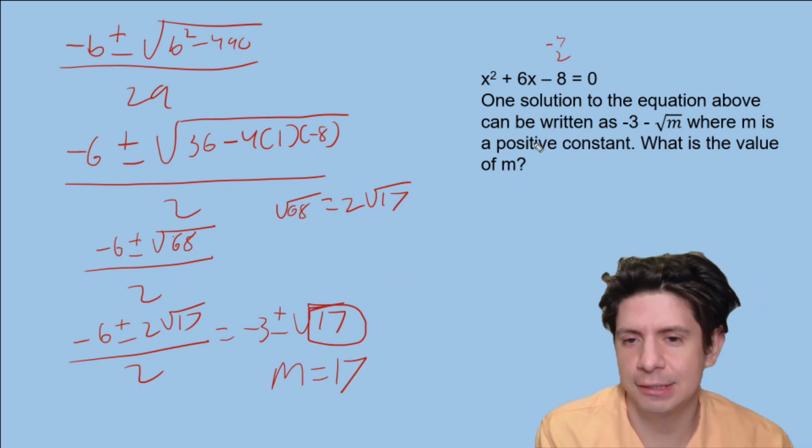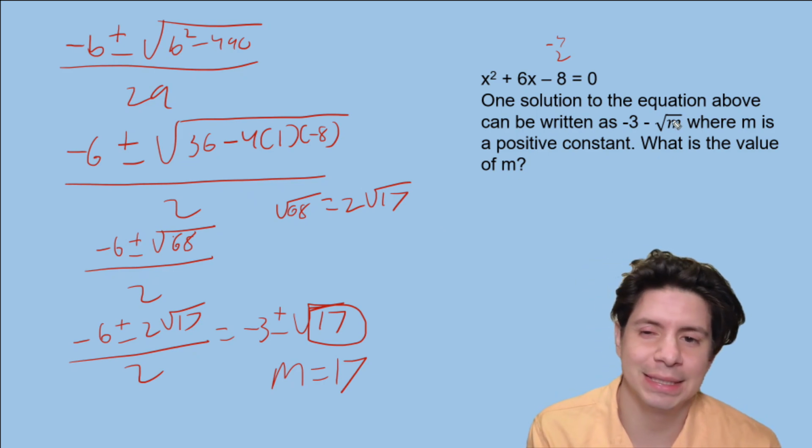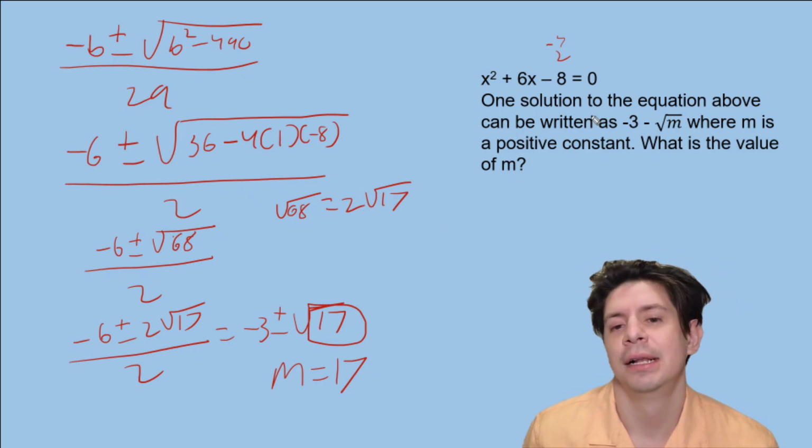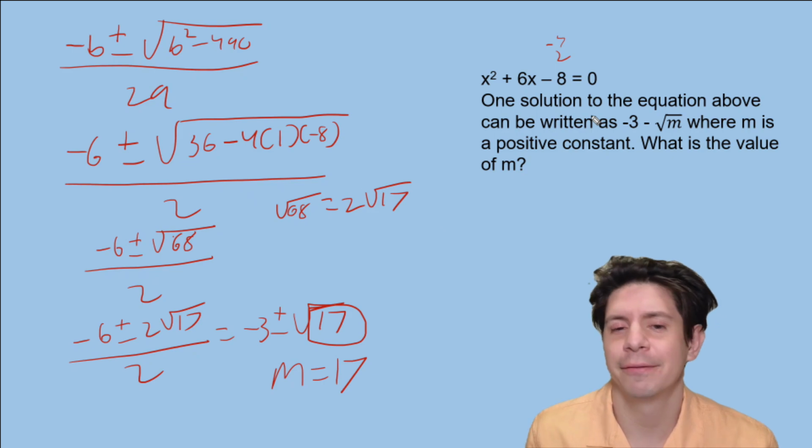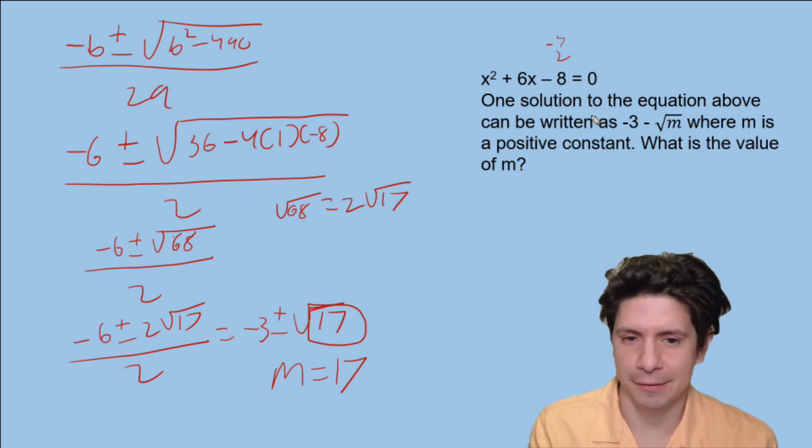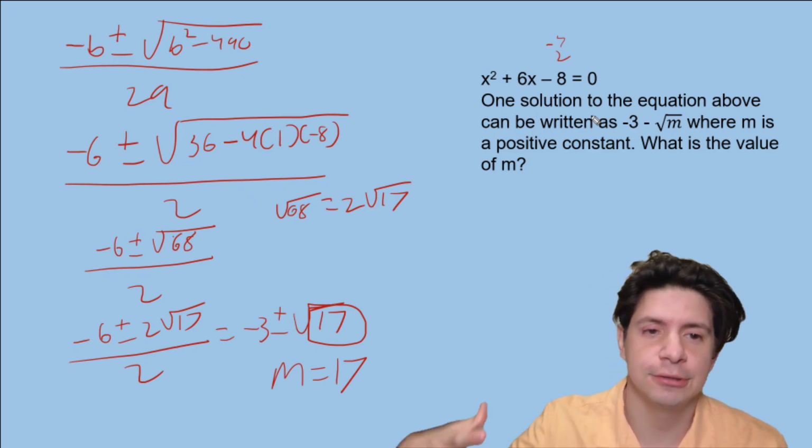They tell us it's a positive constant, but we could have known that anyway because if it was negative, it would be an imaginary number. And we could have found that too. If it had been negative, we could see that from this equation. But either way, it's not too bad, right?